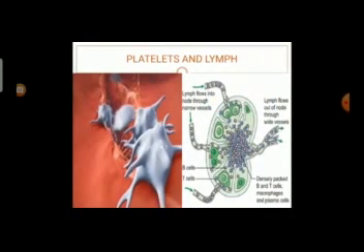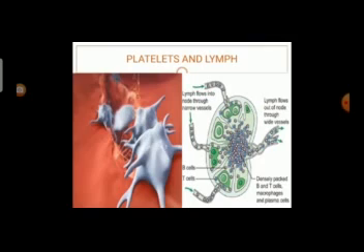Blood platelets. They are minute, enucleated, fragile fragments of bone marrow cells called megakaryocytes. They play an important role in the blood clotting mechanism.